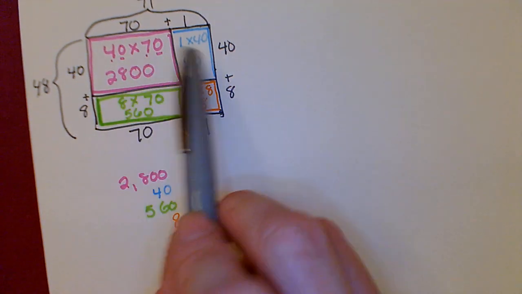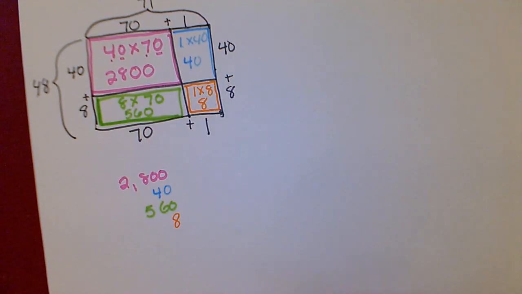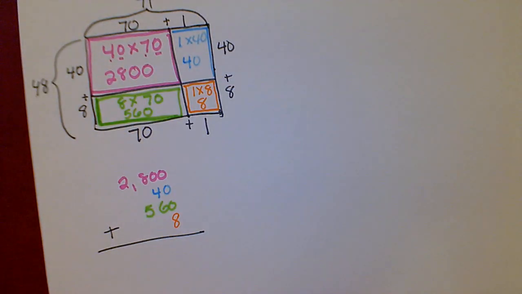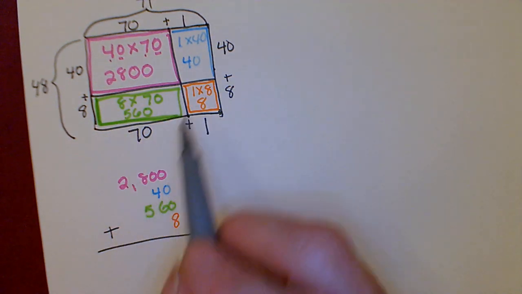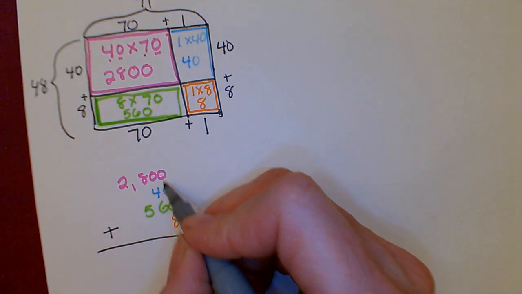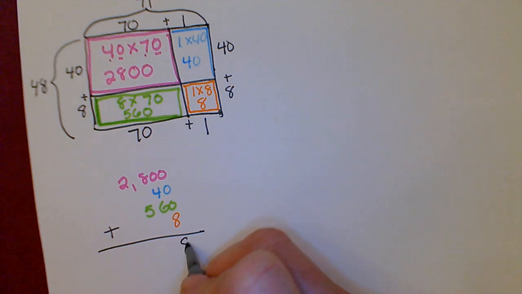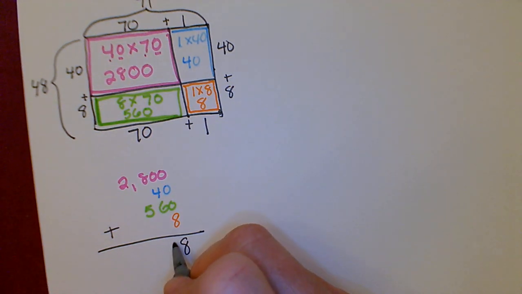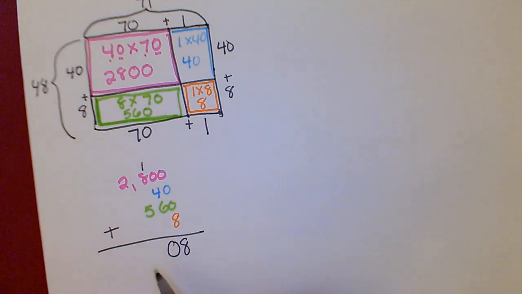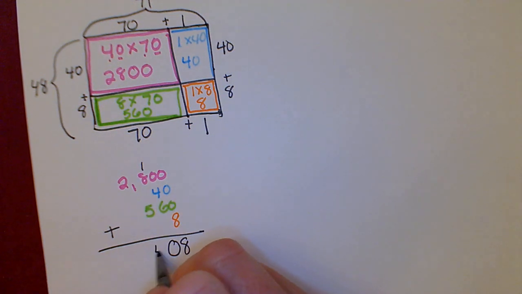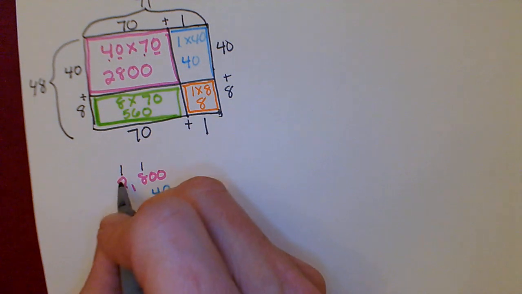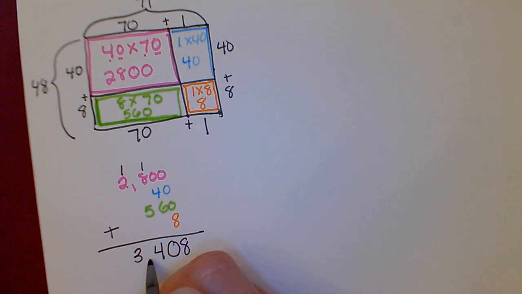So I'm adding up all 4 boxes to find out the giant box. So I'm putting them all back together. So this one was 2,800, 40, 516, 8. I'm going to add them up. So 0 plus 0 plus 0 plus 8 is 8. 4 plus 6 is 10, but I have to regroup. 1 plus 8 is 9, plus 5 is 14, and 1 plus 2 is 3. And there's our first answer.